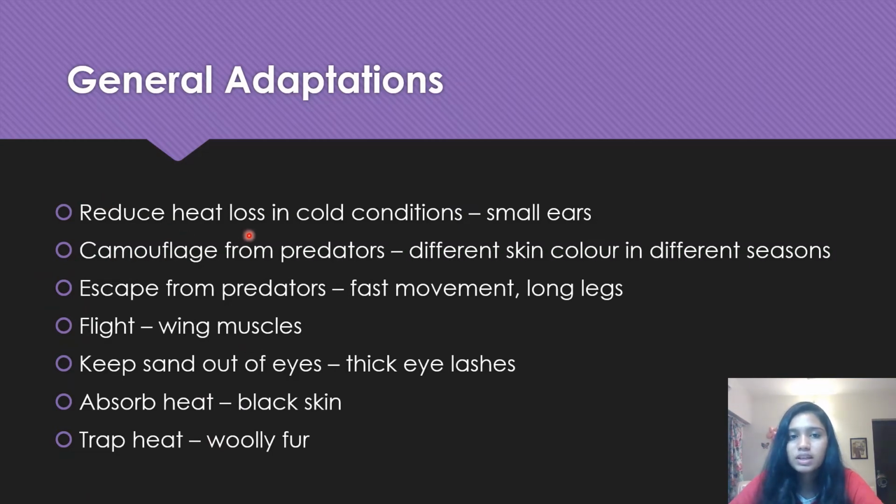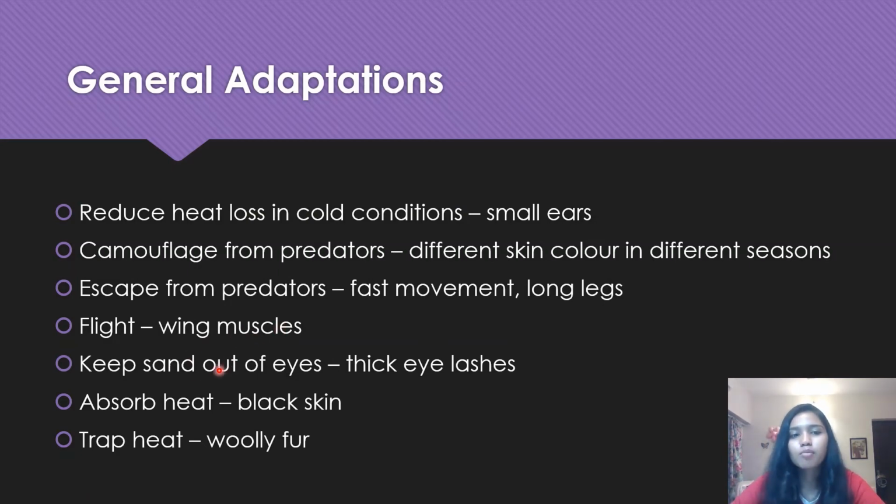So one is reducing heat loss in cold conditions. You have small ears, like the Arctic fox has really small pointed ears to reduce heat loss from its ears. Then camouflaging from predators. So you have different skin color in different seasons. That's another fox. I forgot the name, but there is a fox that does this as well, changes color. Many animals that are prey do it a lot so that they can hide from predators. Then escaping from predators: fast movement, long legs. Flight, powerful wing muscles, that is basically flying, birds basically.